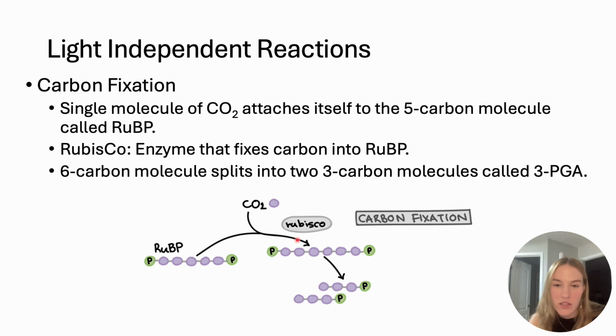Rubisco is a really cool molecule, which we'll talk about a little bit in a second, but you really need to understand that it is attaching this 5-carbon molecule to the single carbon molecule of CO2, and that forms a 6-carbon molecule. Now, wouldn't it be awesome if we could stop here, because glucose is a 6-carbon molecule, and yes, that would be awesome, except then we'd very quickly run out of RUBP. So we're going to see what we actually have to do.